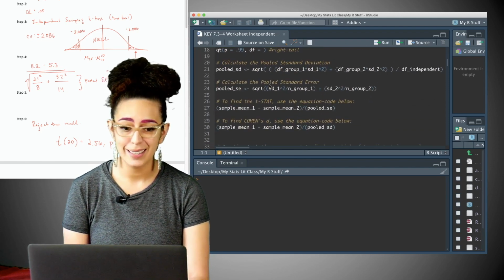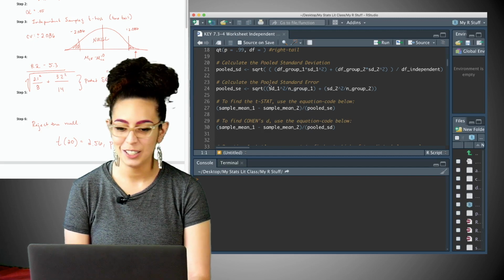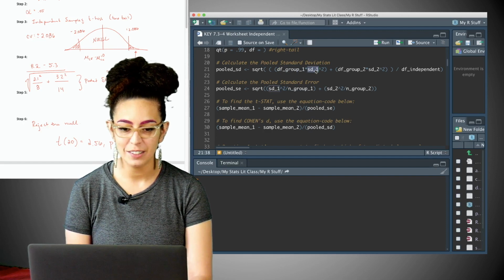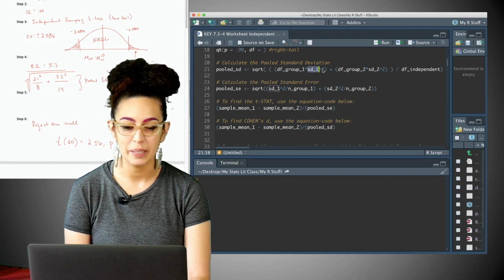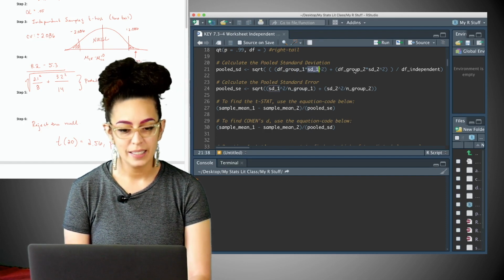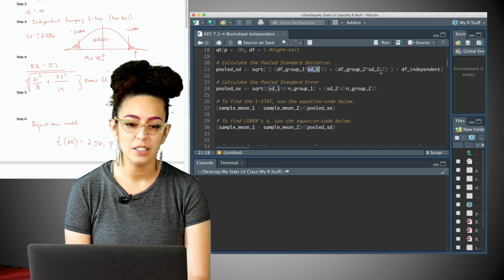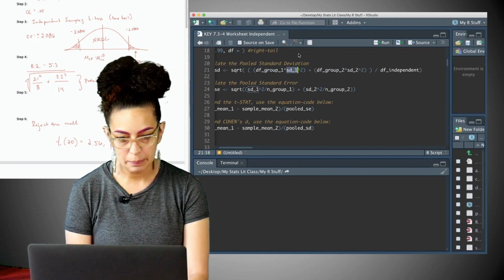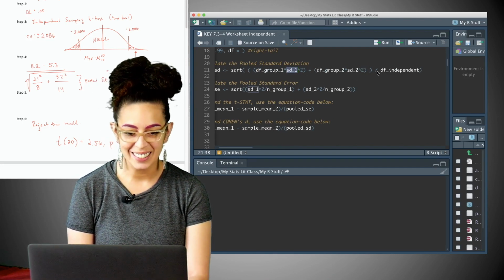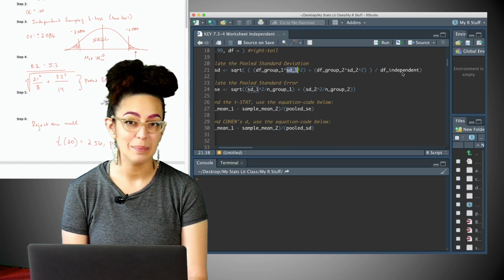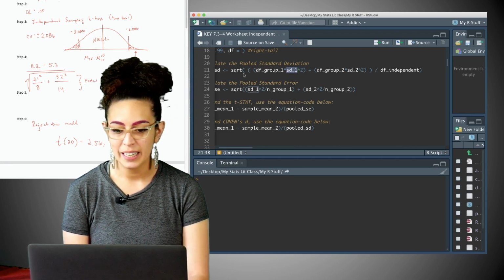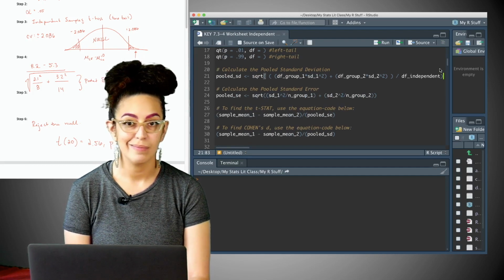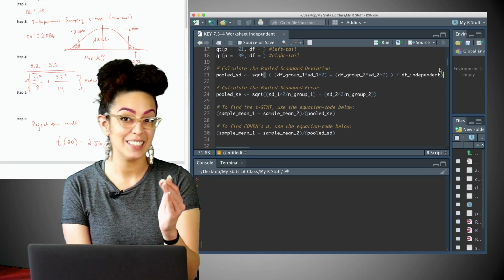And here is a long, ugly looking equation to do pooled standard deviation. So we have the degrees of freedom for group 1 times the standard deviation squared, so it's basically the variance, plus degrees of freedom for group 2 times the standard deviation of group 2 squared, so it's basically the variance. You're going to take both of those, divide by the degrees of freedom for the independent samples, which is all of it basically, and you're going to take the square root of that. So it's ugly, but at least all you have to do is plug in all the information.